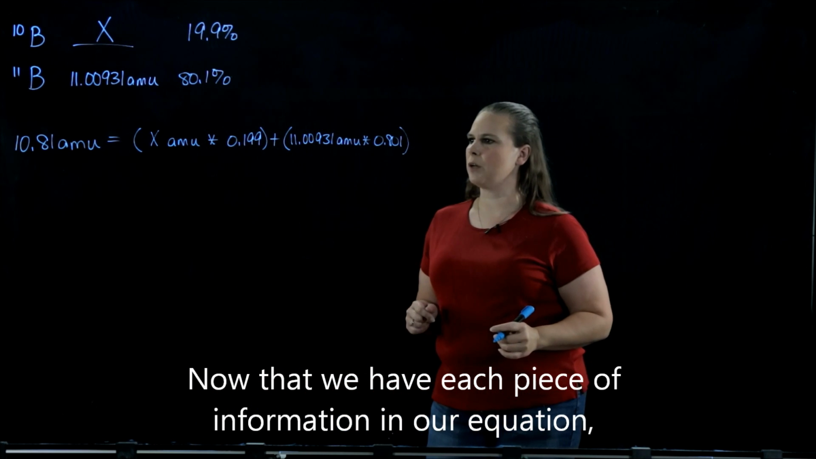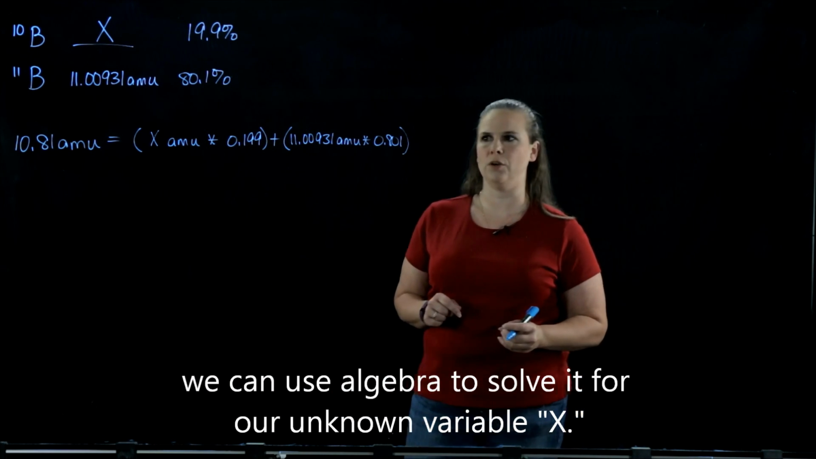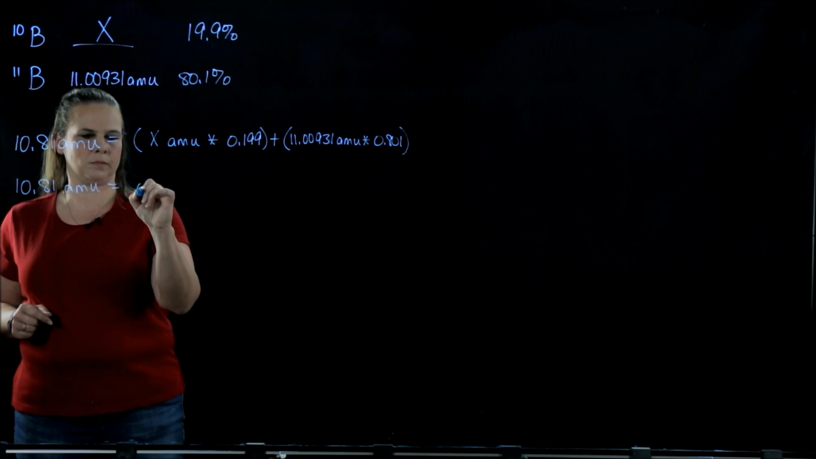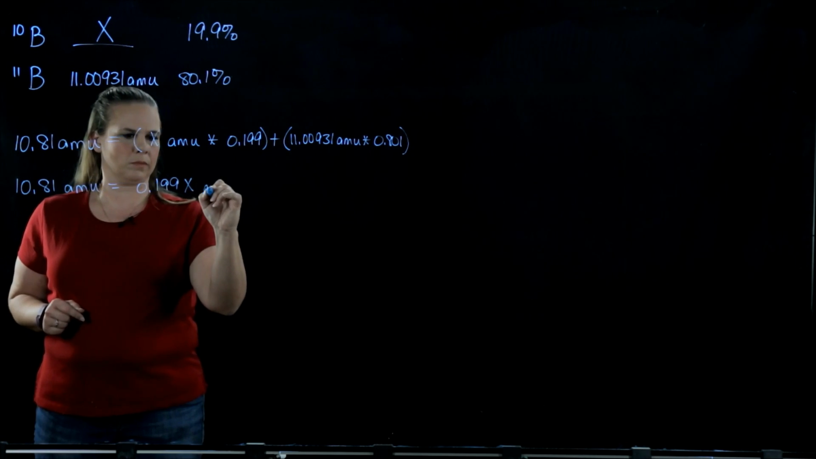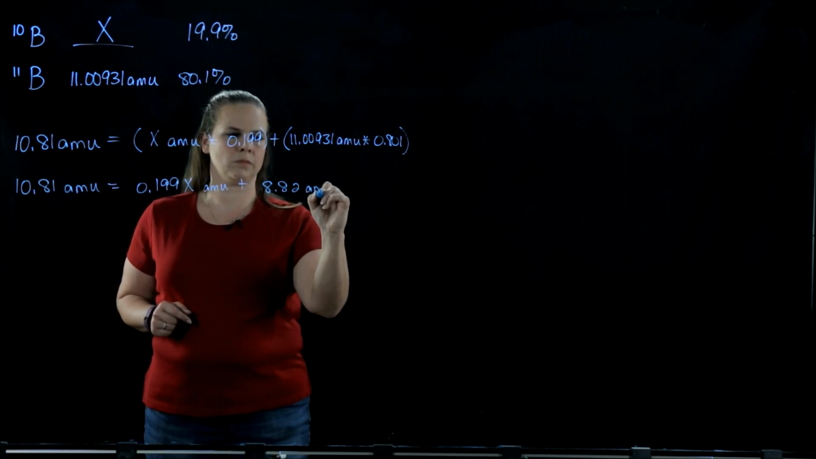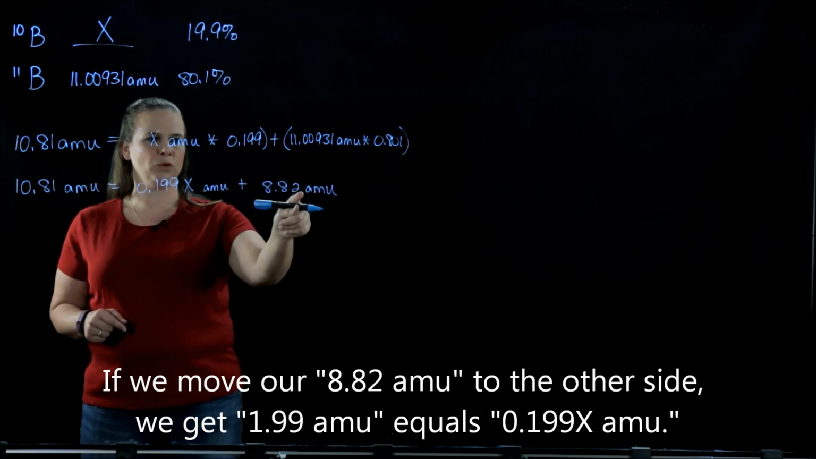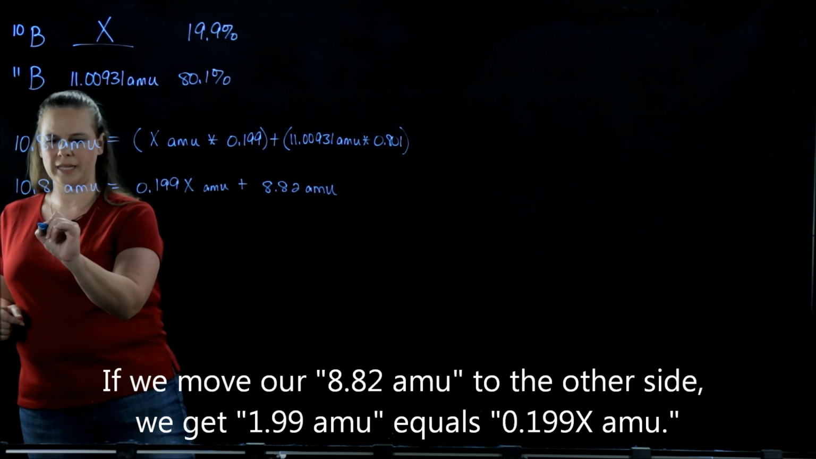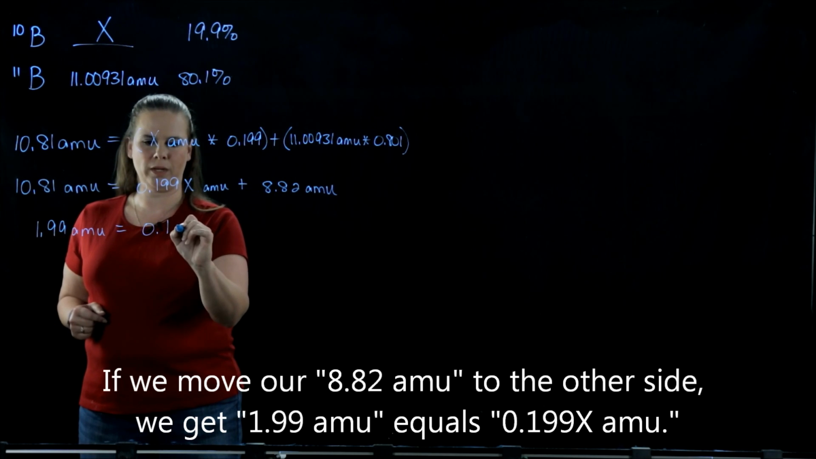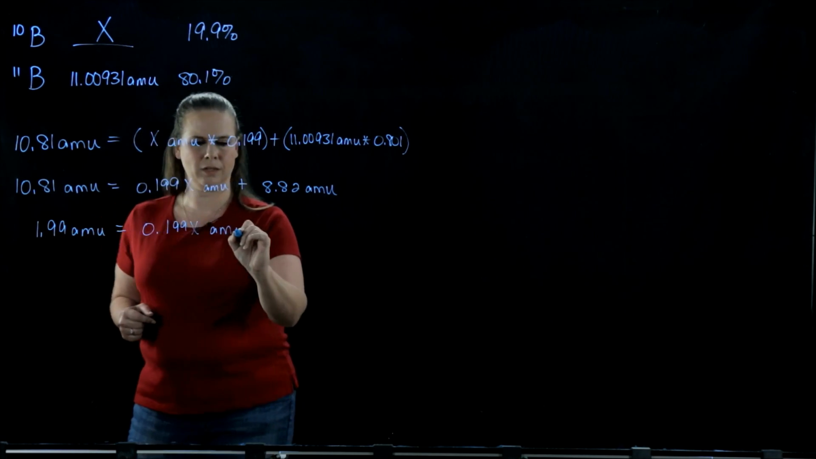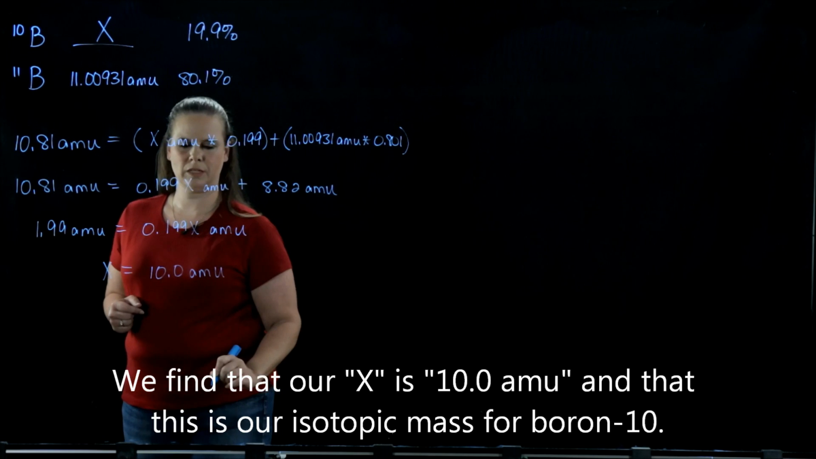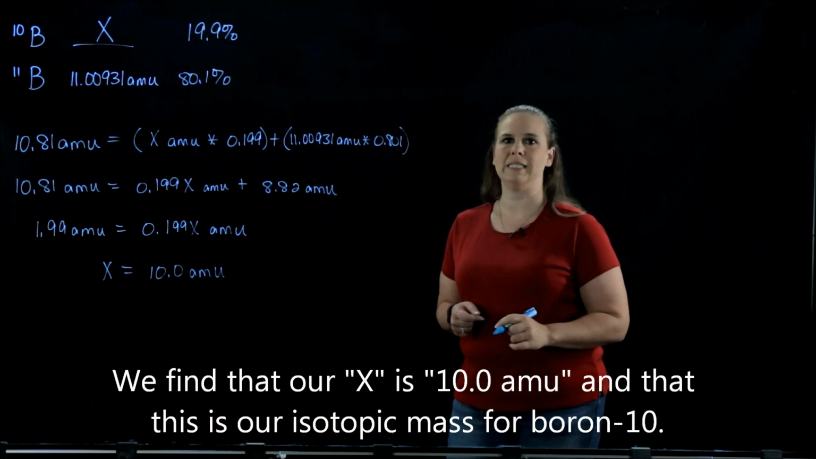Now that we have each piece of information in our equation, we can use algebra to solve it for our unknown variable x. If we move our 8.82 AMU to the other side, we get 1.99 AMU equals 0.199x AMU. We find that our x is 10.0 AMU, and that this is our isotopic mass for boron-10.